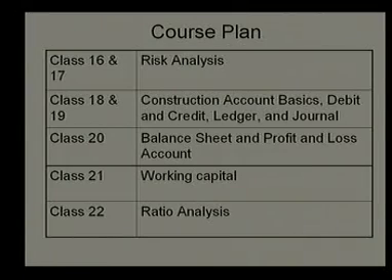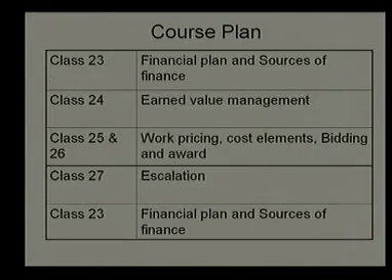Working capital part we will take up in class 21, and in the 22nd class we will try to cover ratio analysis. And finally, you have a few more details of the different classes. For example, we will try to cover financial plan and sources of finance. Then I will cover earned value in classes 24, 25 and 26, the different methodologies for doing this work, pricing, cost elements, bidding and award.